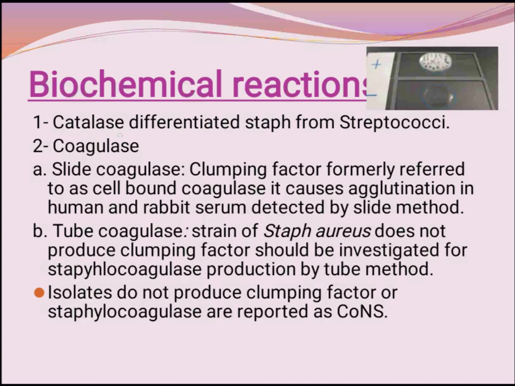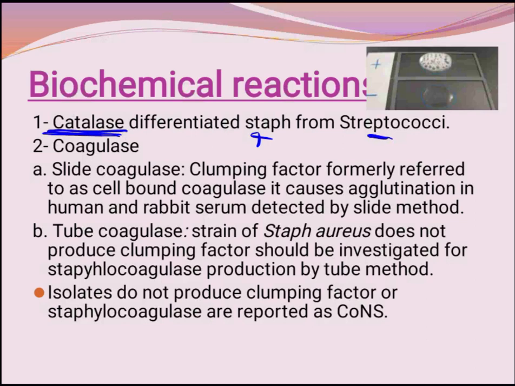First, we do the catalase test. The catalase test is performed on staphylococci, and all the staphylococci are catalase positive. Streptococci are all catalase negative. From the start, when we take the sample and see gram-positive cocci under the microscope, we might think that they are either staphylococci or streptococci. So when we do the catalase test, we can differentiate between them.